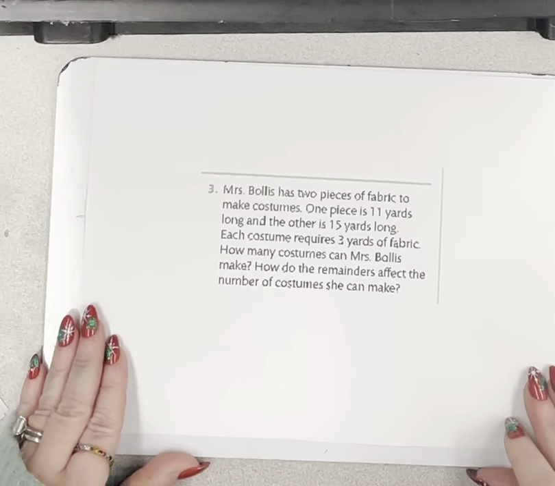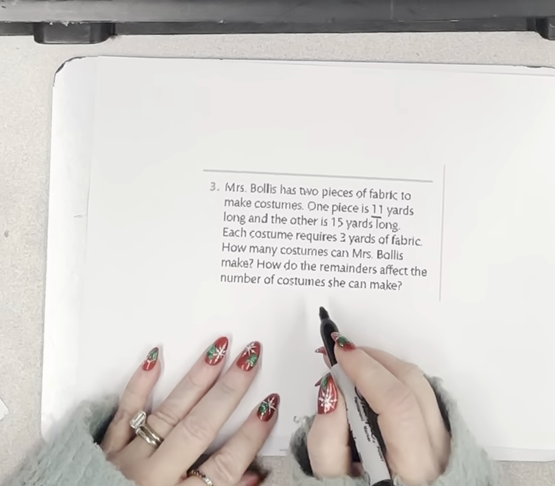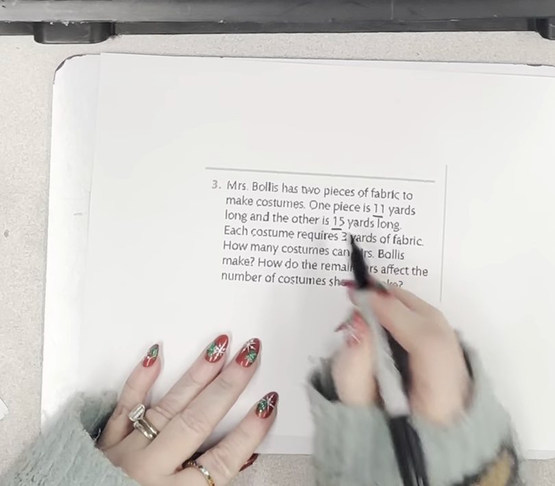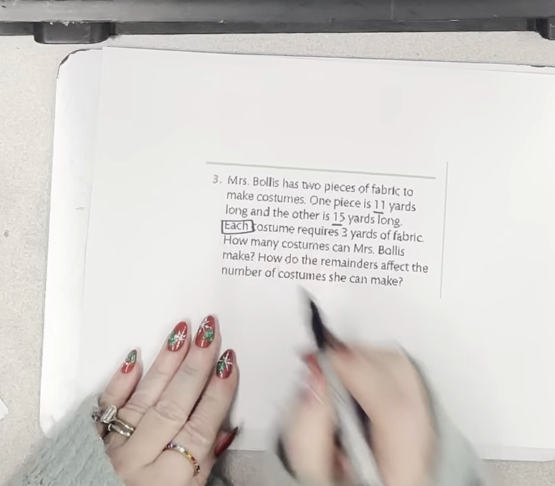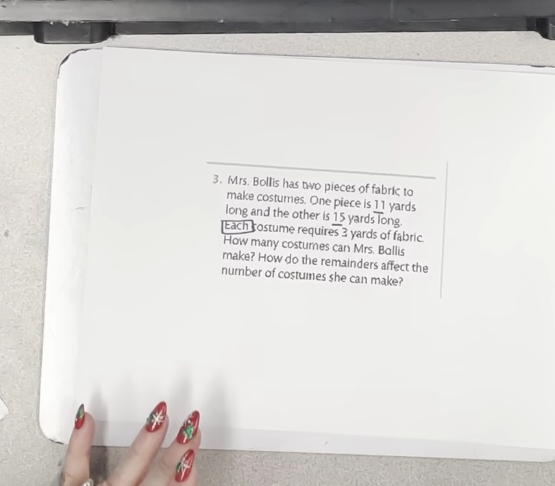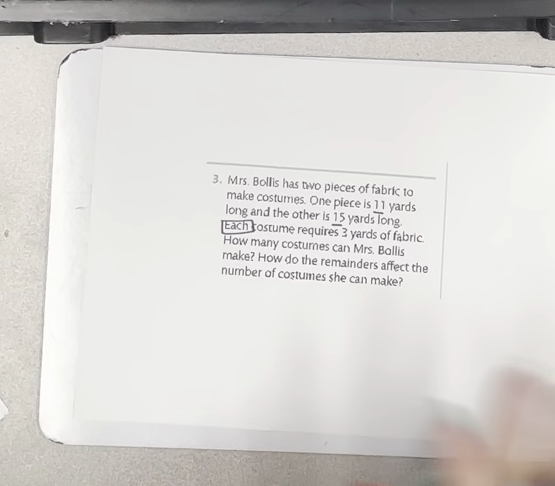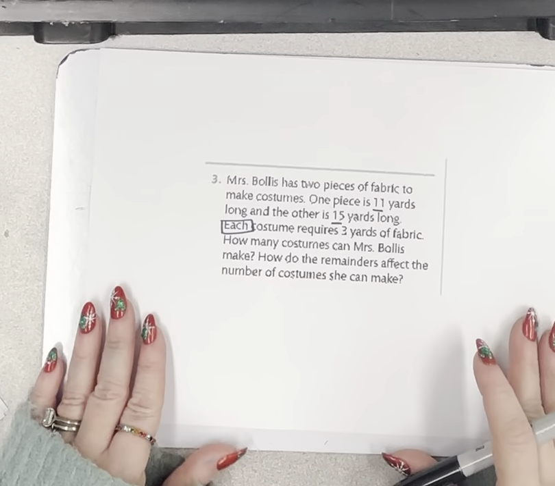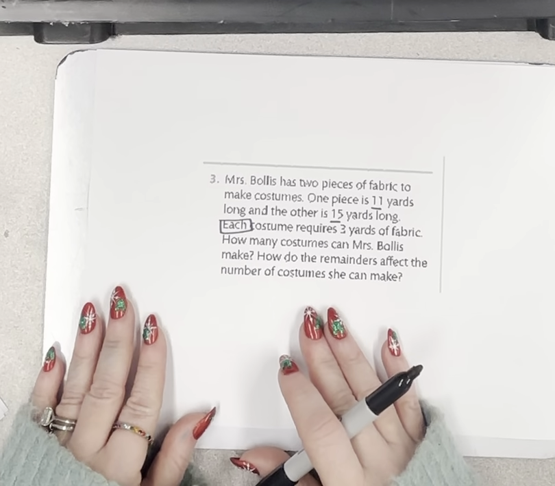Mrs. Bolus has 2 pieces of fabric to make costumes. One piece is 11 yards long and the other is 15 yards long. Each costume requires 3 yards of fabric. So she cuts it. Visualize this. She cuts 3 yards, she makes a costume. She cuts 3 yards, she makes a costume. How many costumes can Mrs. Bolus make? How do the remainders affect the number of costumes she can make?